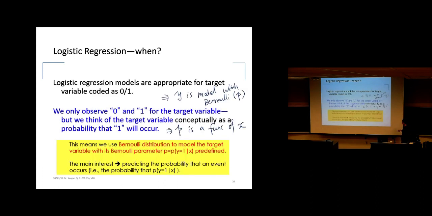So I already talked about this. The whole idea is that it's a Bernoulli distribution. The Bernoulli parameter is a function controlled by both the parameters alpha, beta, and the specific values of x. And we use the Bernoulli distribution to model the target variable, with its Bernoulli parameter predefined with a functional form. The main interest is to predict the probability that an event occurs, which is P of y equals 1 given x, because for a Bernoulli distribution, the only thing we need to know is P of head.